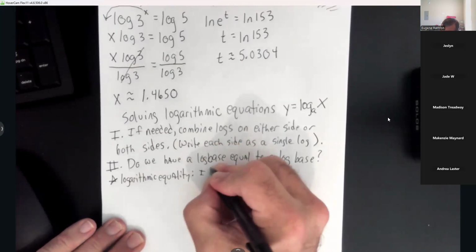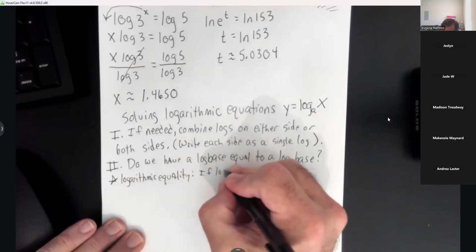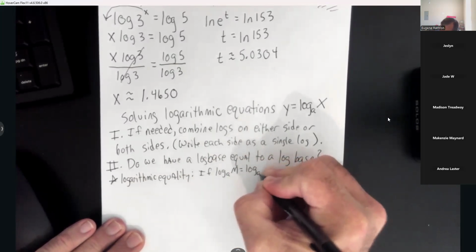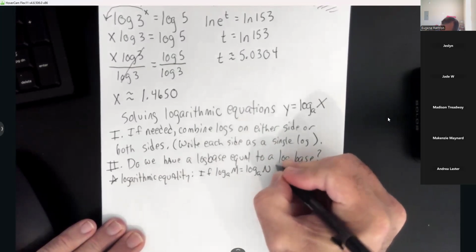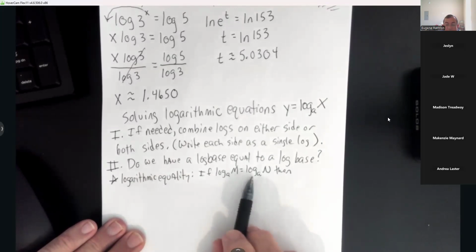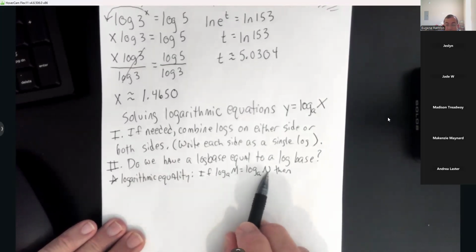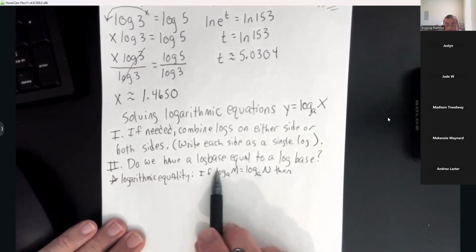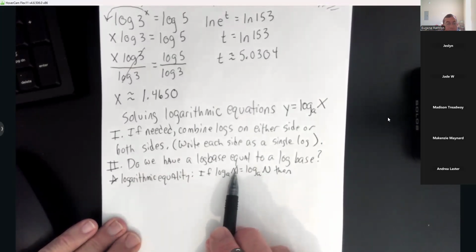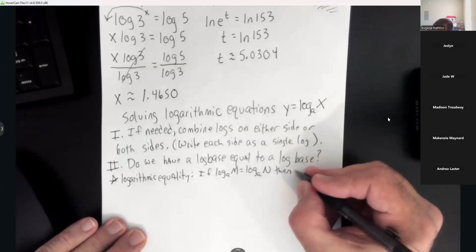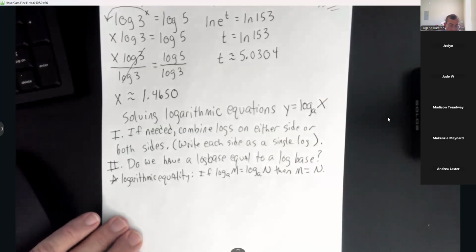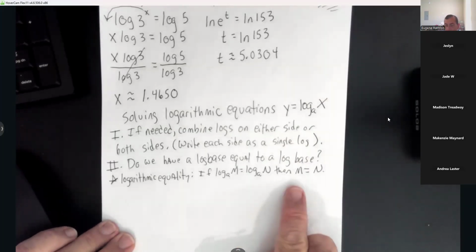It says if a log base A of M equals a log base A of N, so look, I got a log base A of M on one side equal to a log base A of N on the other side. If this log base is equal to this log base, then that means M has to equal N. And then we just solve it at that point.